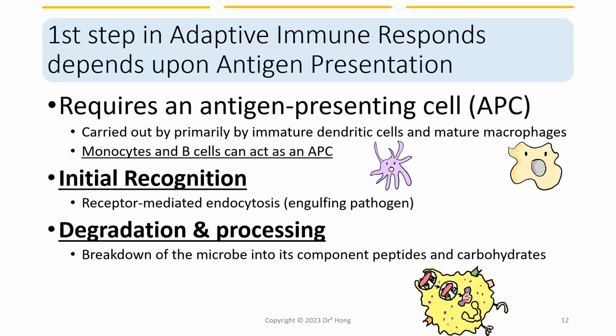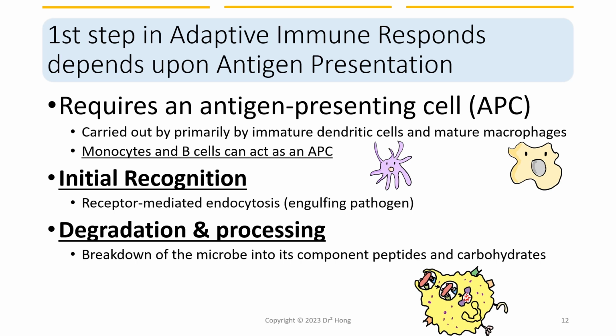So immunology is really like a story, and for the adaptive immune response, the story begins with antigen presentation. It requires an antigen presenting cell to start the whole process. It is usually carried out by immature dendritic cells and mature macrophages. Monocytes and B cells can also act as antigen presenting cells, but out of all, dendritic cells are really specialized for it. And just like macrophages, dendritic cells reside in the tissues and they can do phagocytosis.